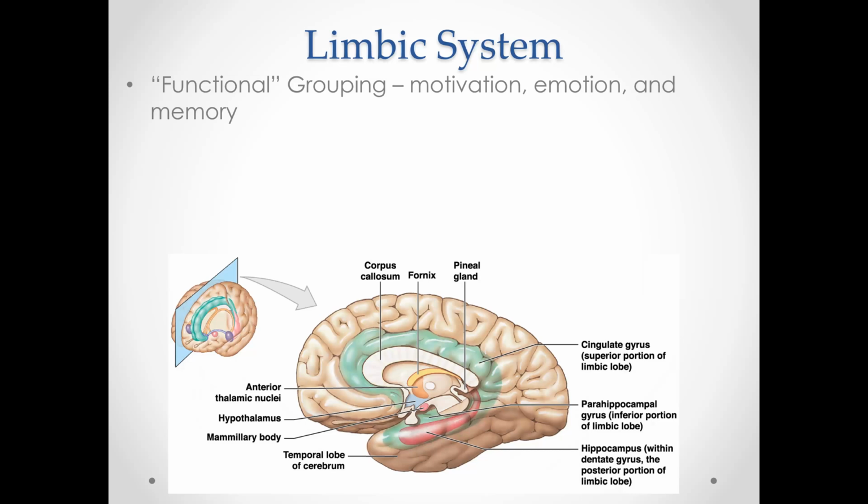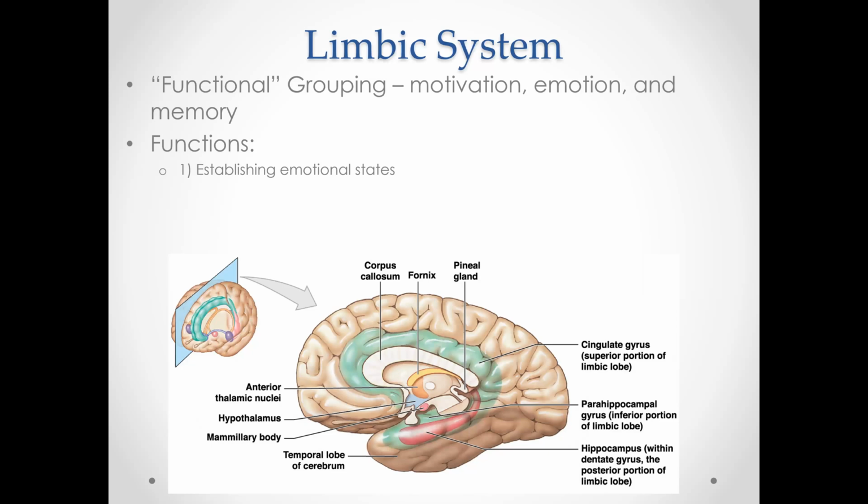So some of the larger structures we've already talked about, like for example, part of the hypothalamus, specifically the mammillary body, plays a role in the limbic system, as does a portion of the thalamus, the anterior thalamic nuclei. And we've also mentioned the cerebrum, which is the wrinkled portion on top, and a part of the cerebrum called the cingulate cortex, which is this gyrus right here, also plays a role. So like I said, this is more of a functional grouping of structures that play a role in motivation, emotion, and memory.